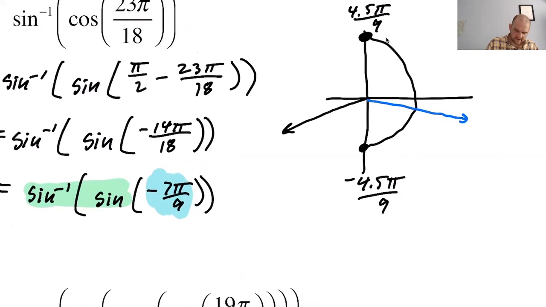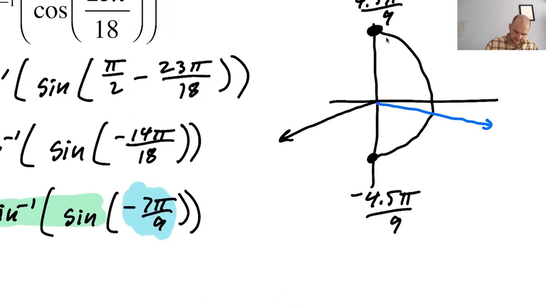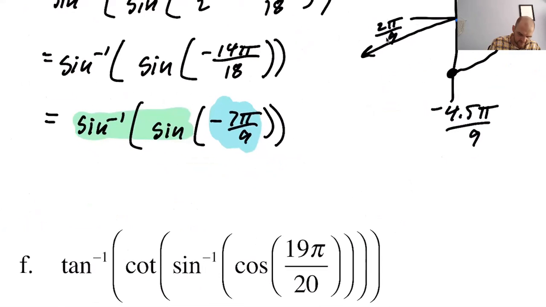So how can we figure that out? Well, think about reference angles, right? So -7 pi over 9, you're missing 2 pi over 9 to get you here, which means that this angle here will also have a reference angle of 2 pi over 9, but it's going to be -2 pi over 9 because you've got to rotate in the negative direction.